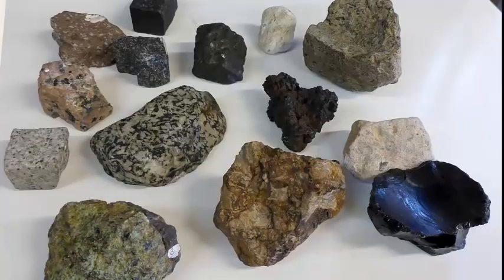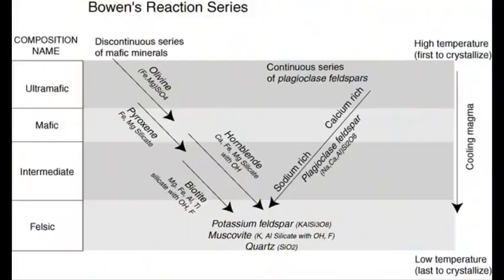How can we identify the composition of an igneous rock? If we can see minerals, then we can use those to tell us the composition. The simplest way to use minerals to characterize the composition of a rock is through Bowen's reaction series, which does a good job of indicating the minerals one would expect to form from magmas of varying composition.